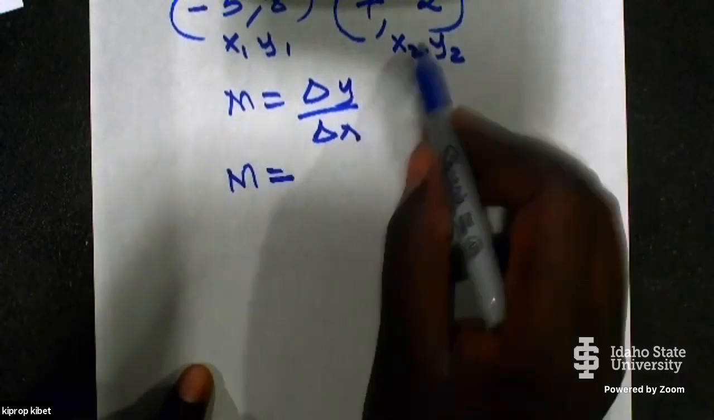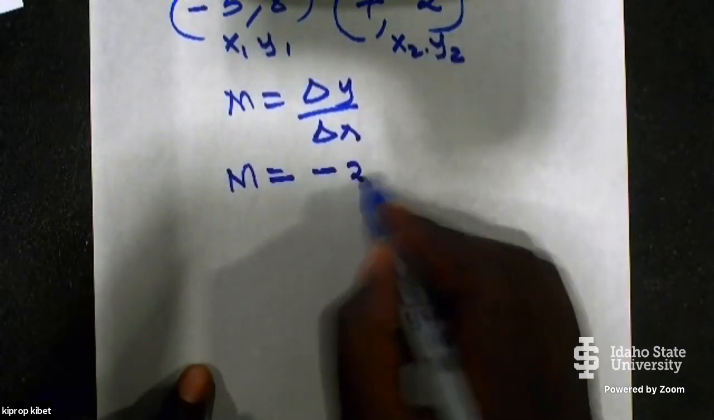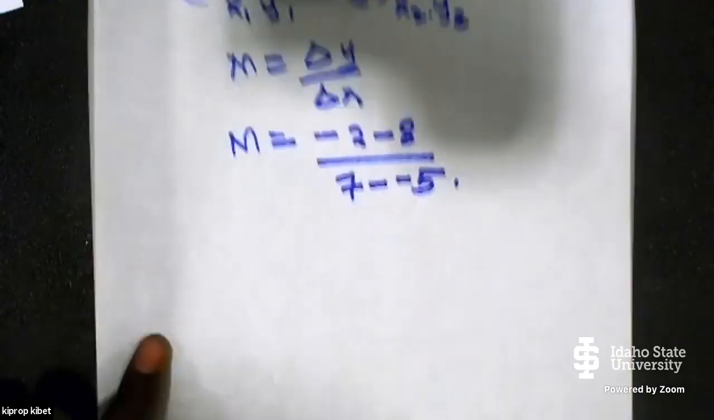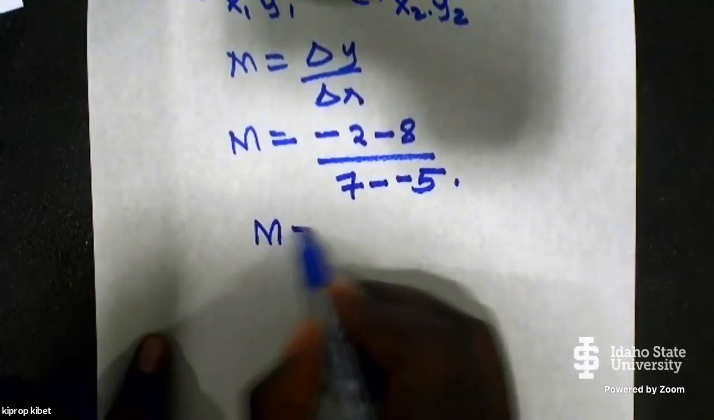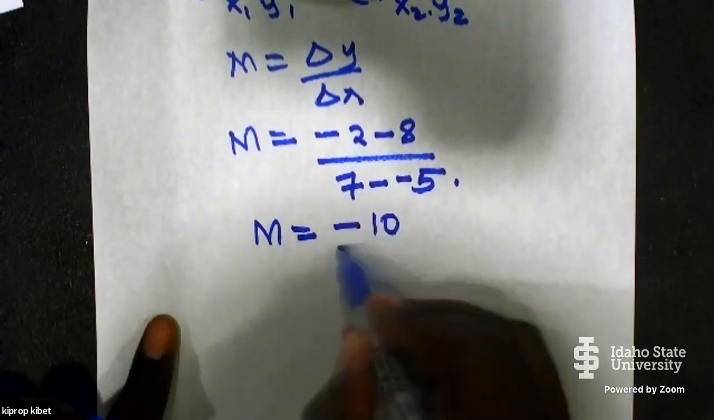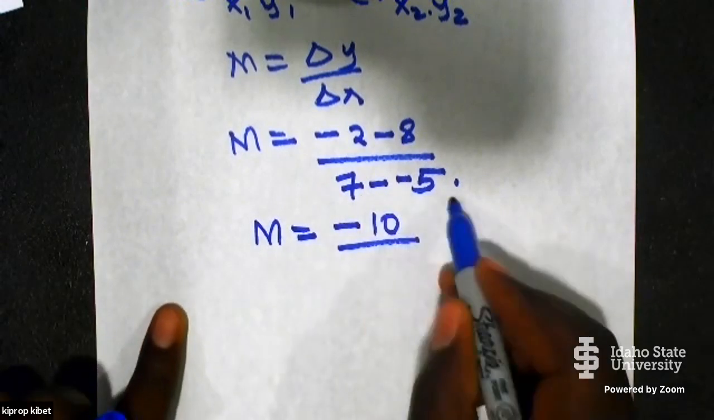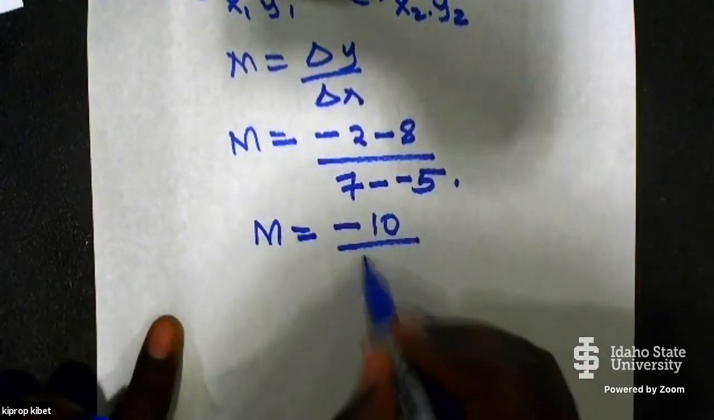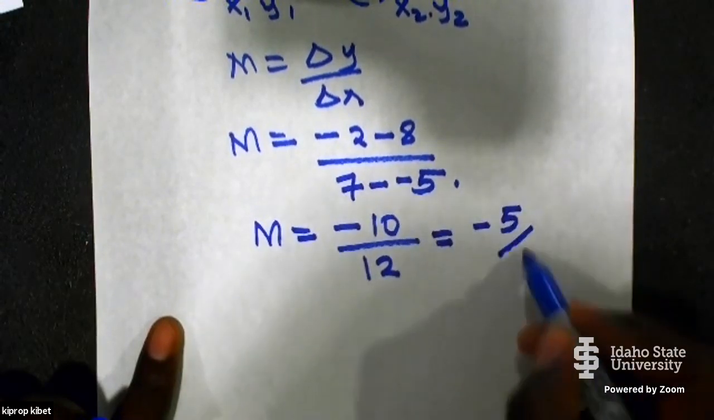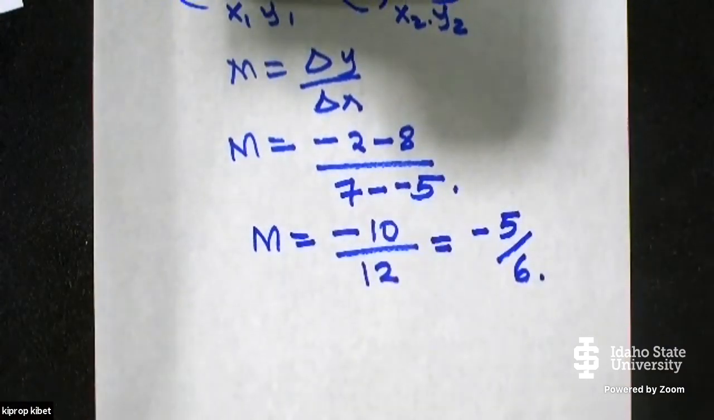So m equals y2 minus y1, which is minus 2 minus 8, all over 7 minus minus 5. So m equals minus 2 minus 8, which is negative 10, all over 7 plus 5, which is 12. And this is equal to minus 5 over 6. So that is m.